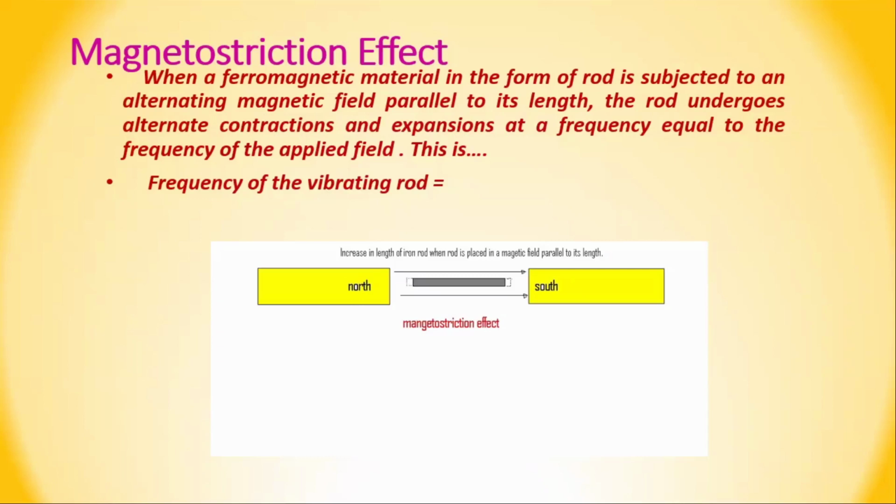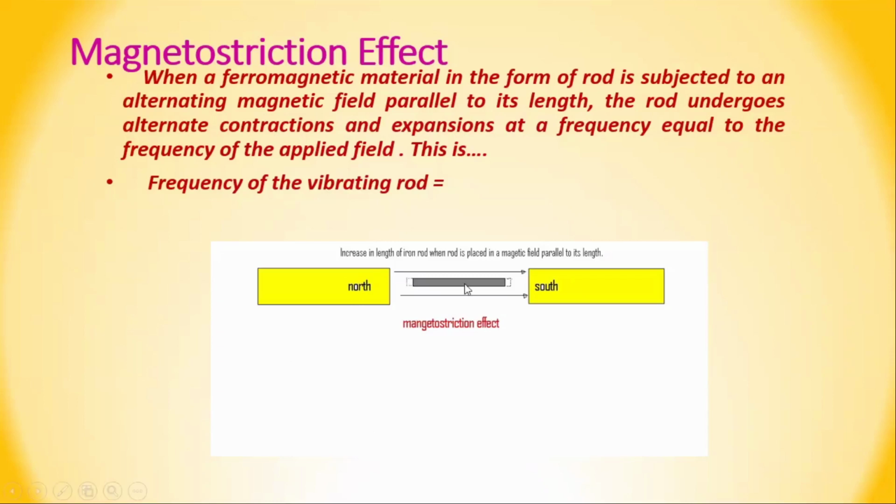If you see in the figure, we have two magnets, a north pole and a south pole, and a ferromagnetic material in the form of a rod is to be kept in between the magnetic field. Now the magnetic lines of force are parallel to the ferromagnetic material. Take ferromagnetic material, meaning nickel or ferrite material, convert it in the form of a rod, and keep it in between the two magnetic poles. Now, what you will do is change the direction of the magnetic field, right?